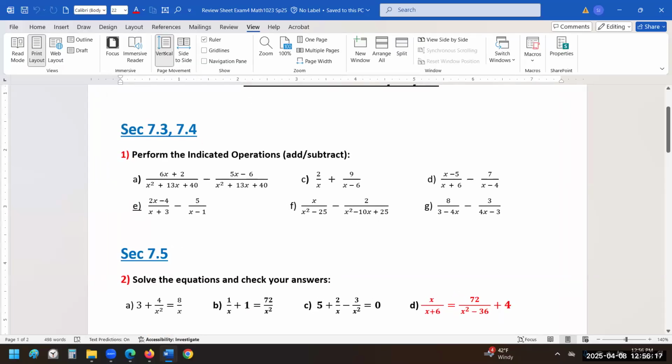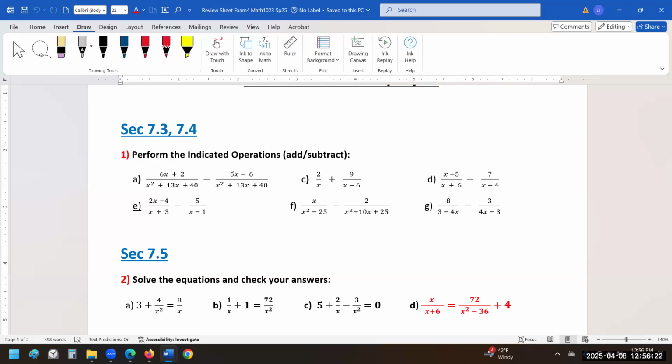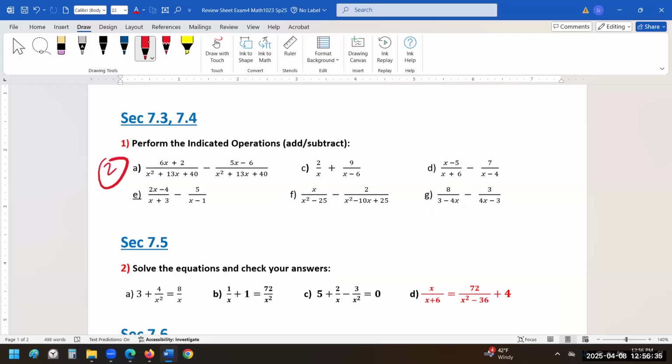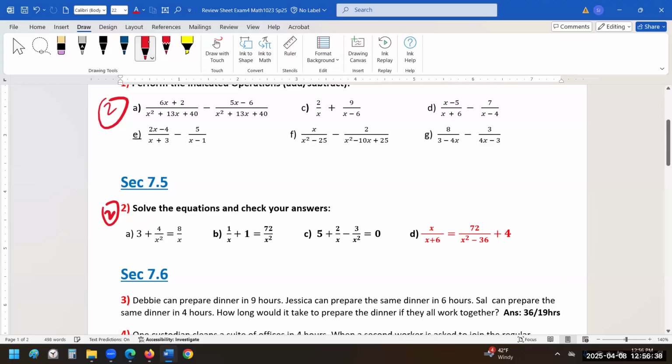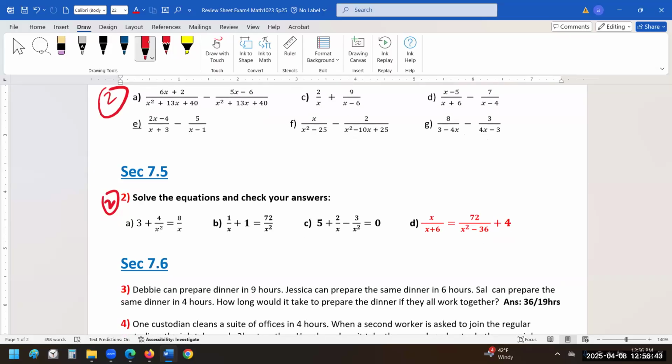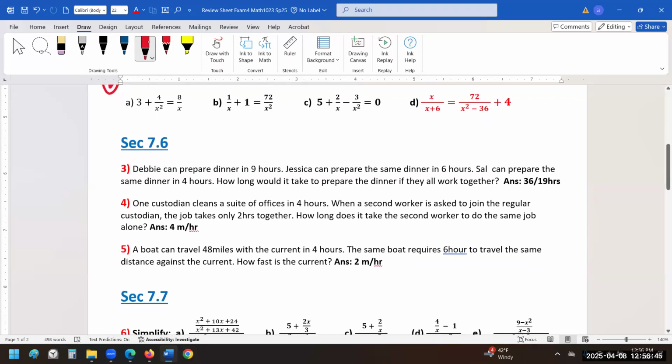Good. Let me tell you what will be in the exam. There will be two questions from addition and subtraction. One of them will be like terms, one of them will be different denominators. Also, there will be two solving questions. One question from here. So study all three. You just see one of them. Which one? I'm not going to tell you.